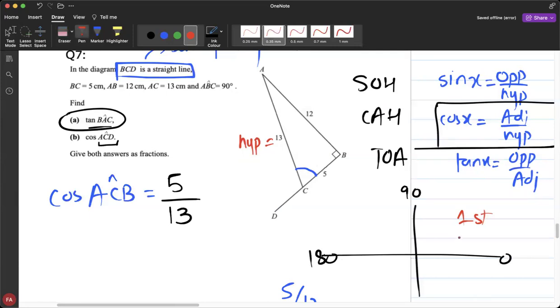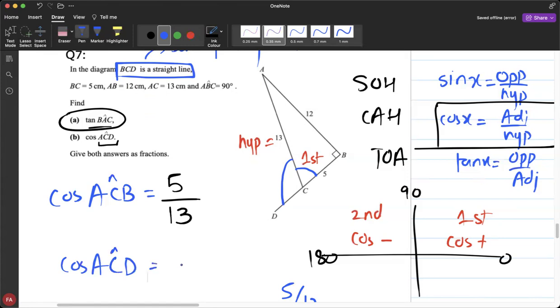What did I tell you about cos in the first quadrant? I said it's going to be positive. And what did I explain about the second quadrant? That it's going to be negative. That means, in this case over here, this is something that lies in the first quadrant. And this angle that they're asking us, which is cos ACD, is something that lies in the second quadrant.